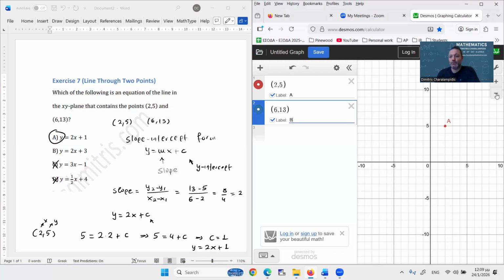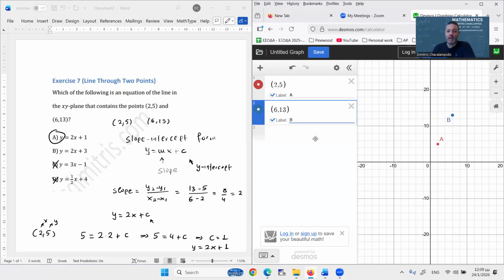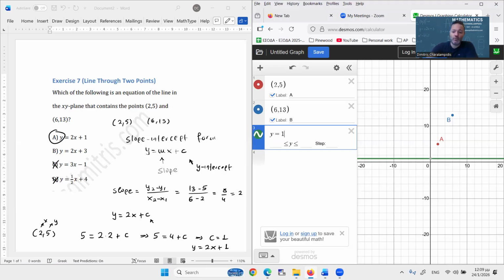Let me zoom out so that we can see it. Now, I will start drawing each one of these given equations. Let's start from D. We know that it's A, but let's see why it's not any of the others. Y equals 1 over 2 times x plus 4. This passes through A, but not through B. So D is rejected.